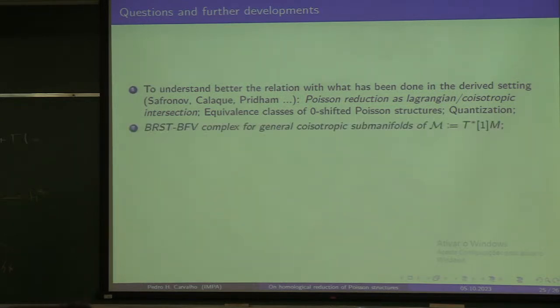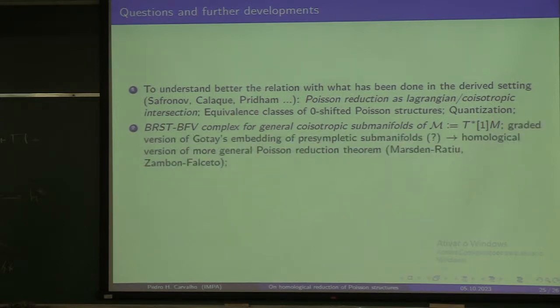Something else is this complex that I've shown you in Hamiltonian reduction. You could do it for general coisotropic submanifolds of the shifted cotangent bundle, where now you don't have the constraints. So it's a bit more complicated to do that because, in the non-graded case, there's work by Hans Pridham and Florian Schätz, but you should adapt the arguments for the graded case. And this is just something that I wonder about.